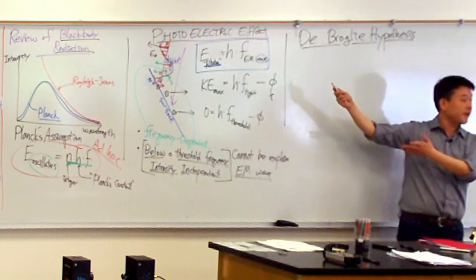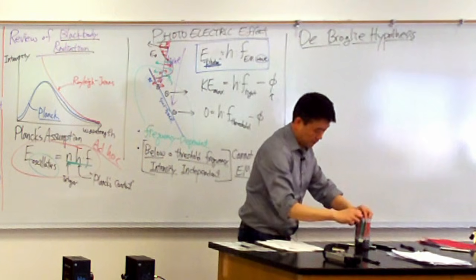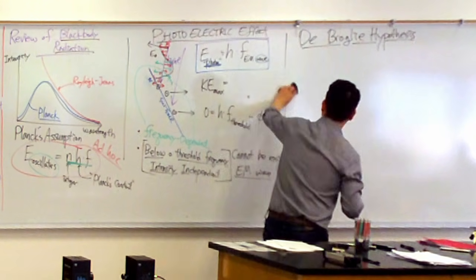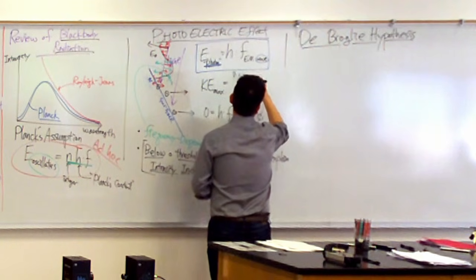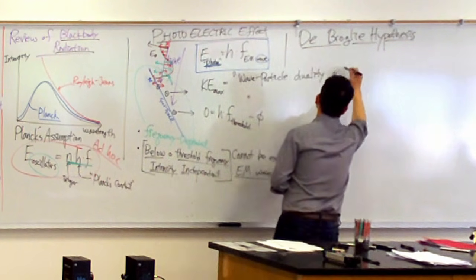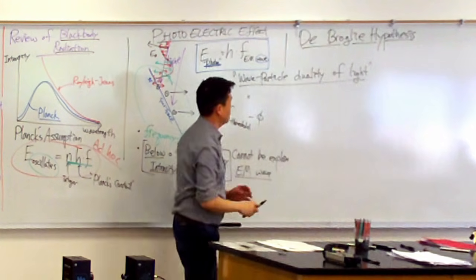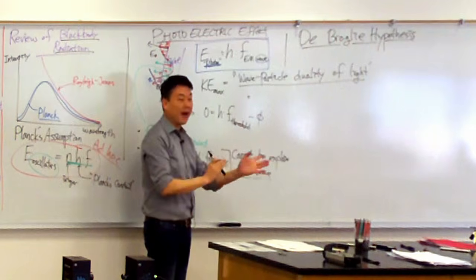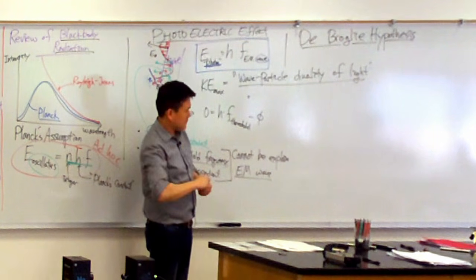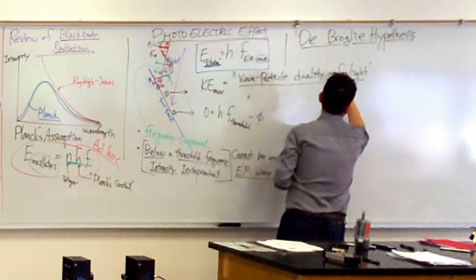He thought that, so this is the basis of what your lab manual calls wave-particle duality of light. And de Broglie, this is the very abbreviated version, looked at it and he thought Einstein didn't go far enough. In fact, he didn't have to say of light.